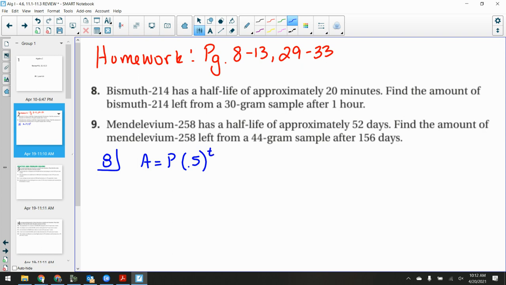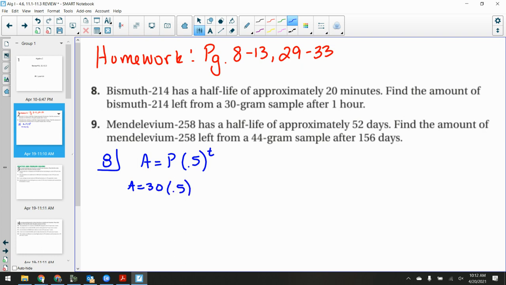Now, somebody tell me this. I can call on some people. What is my P value for number 8? Would it be the 30-gram sample? It's the 30-gram sample. Good. So that's A equals 30 times 0.5.